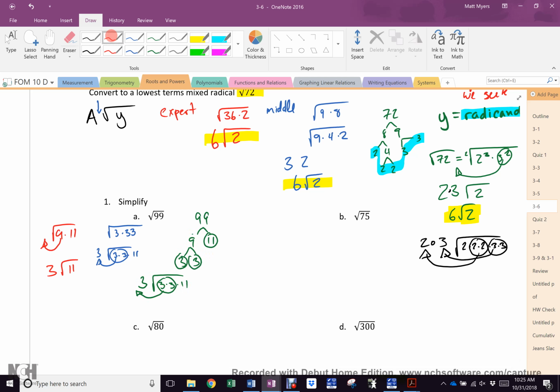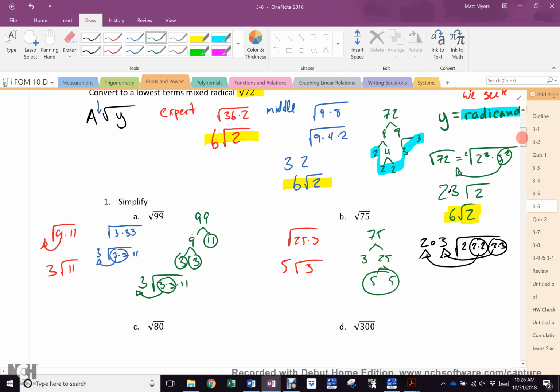Can I do the red one right away? Yes. What perfect square divides into 75? 25, right? Isn't this the square root of 25 times 3? What's the square root of 25? 5. So what comes out? 5. What did I leave under there? 3. Done. Everybody cool? What if you can't figure that out? Then you just break it down. 3, 25, 5, 5. There's your group of 2. Out it comes. Everybody good?